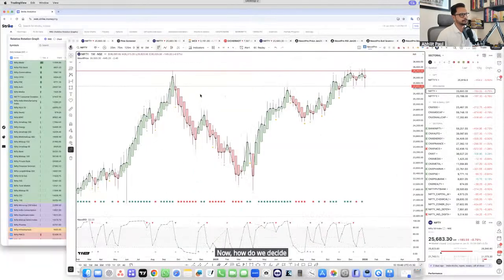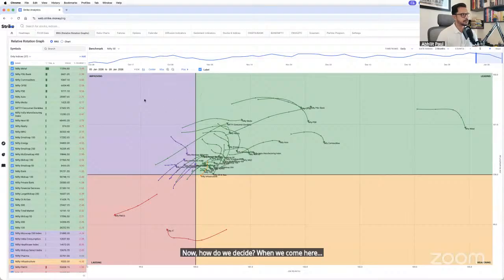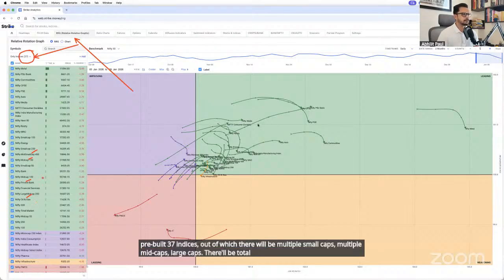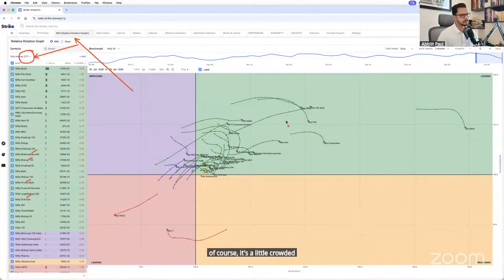When we come here, this is our Strike page, this is my RRG section. When you go to the indices, you'll see that there are 37 pre-built indices, out of which there will be multiple small caps, multiple mid caps, large caps. There will be total market. And of course, it's a little crowded space.